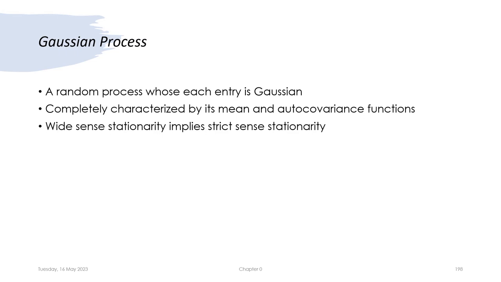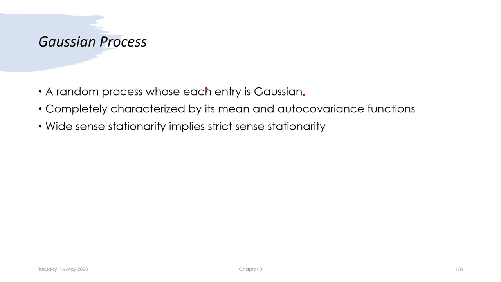So a random process, each of whose entries is Gaussian distributed. It can be continuous time, it can be discrete time. A random process, each of whose entries is Gaussian, is known as a Gaussian random process, and a Gaussian random process is completely characterized by its mean and covariance functions. And in case of a Gaussian random process, stationarity in the wide sense implies stationarity in the strict sense. So this is what is important, that these two statements imply each other.